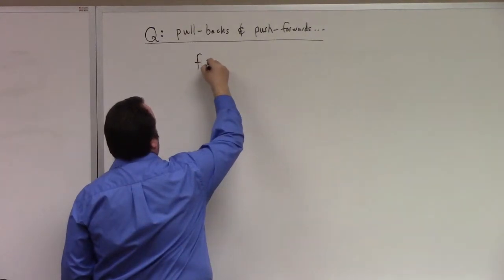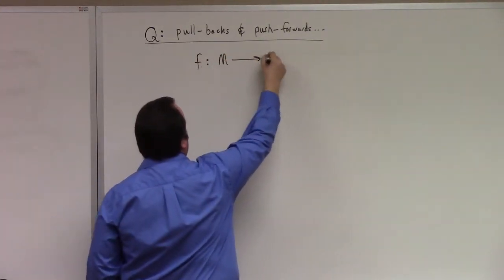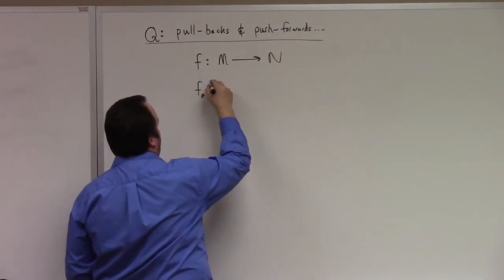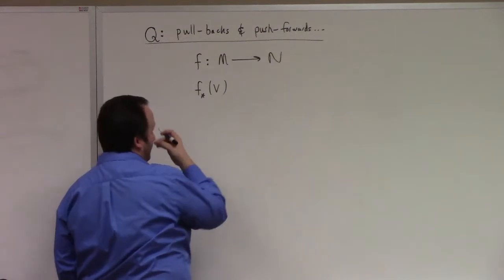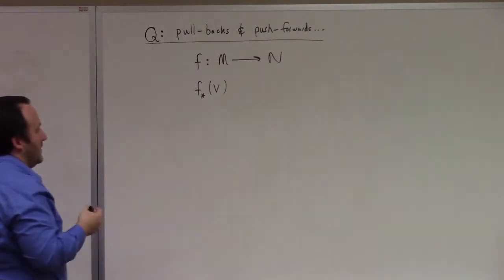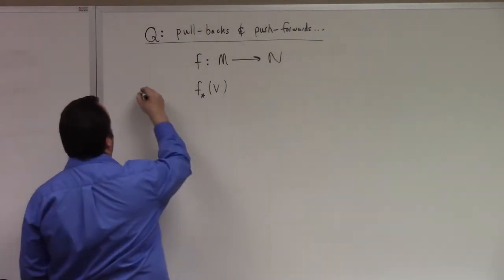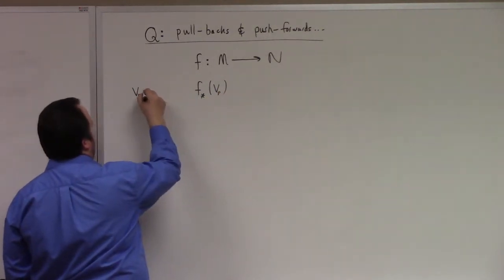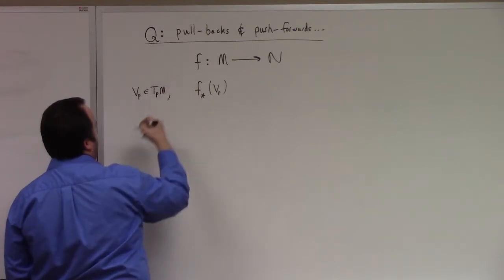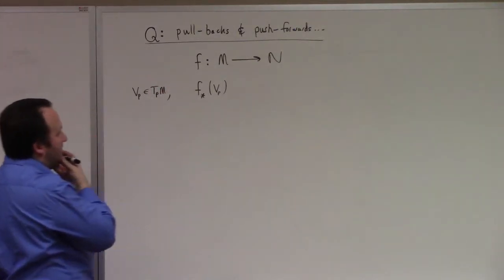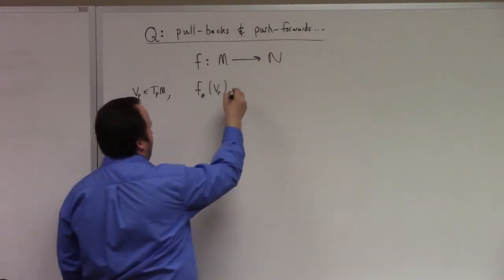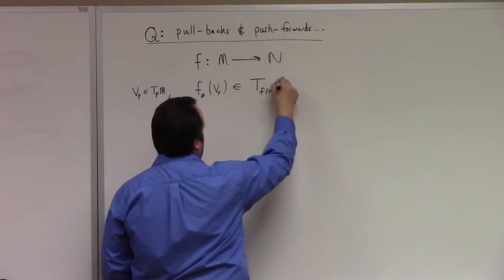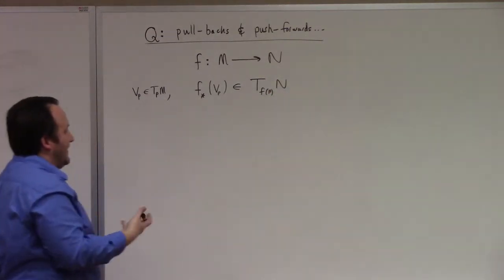If I have f going from M to N, and I talk about the push forward of v, so here v, I can do v sub p if you like. V sub p an element of the tangent space at p of M, right? Then this would be an element of the tangent space at f of p of N, right? How do we define that?